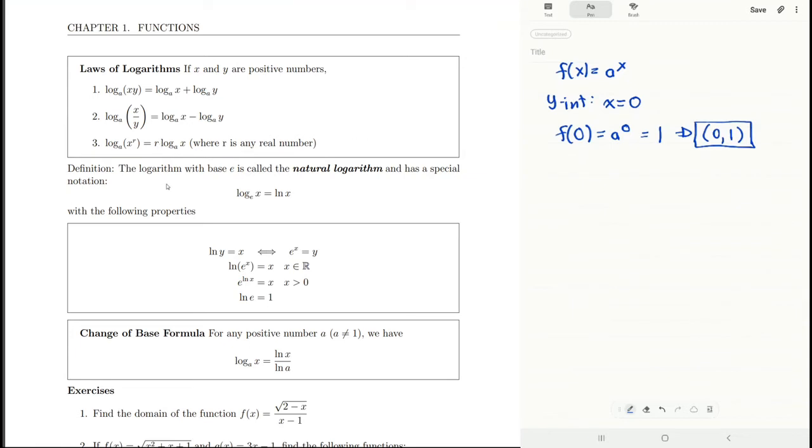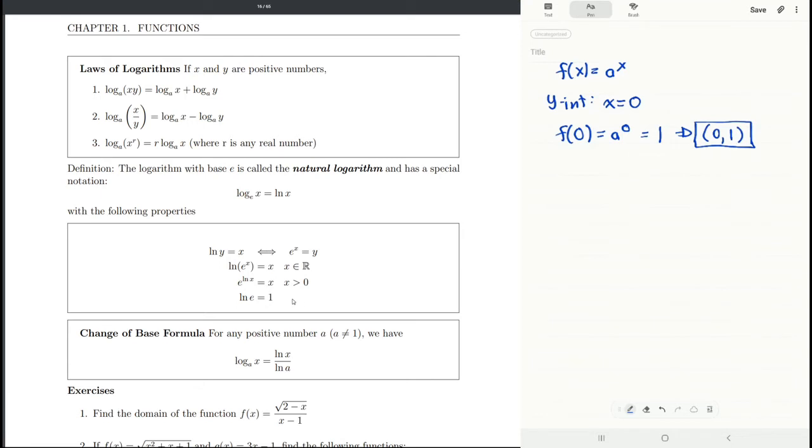Now, just like we define the natural exponential function that has a base of e, we can also define the natural logarithm. So the logarithm that has the base of e is called the natural logarithm, and it has its own special notation. So log base e of x is shorthanded to ln of x. Now we can apply the same inverse formulation to obtain the following properties for the natural logarithm.